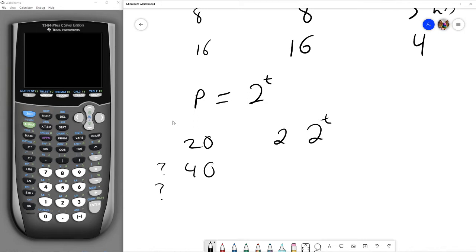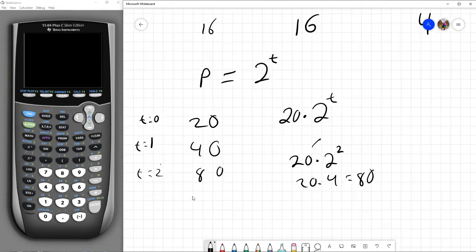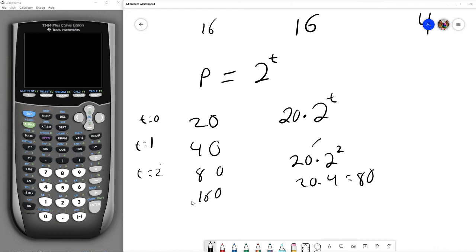what we want to do is think of it as 20 times 2 to the t. So if this is t equals 0, we have 20. If t is equal to 1, then you have 2 times 20, which is 40. If t is equal to 2, then we have 20 times 2 squared, so 20 times 4, which is 80. We can just keep multiplying this by 2, 160, and so on and so forth.